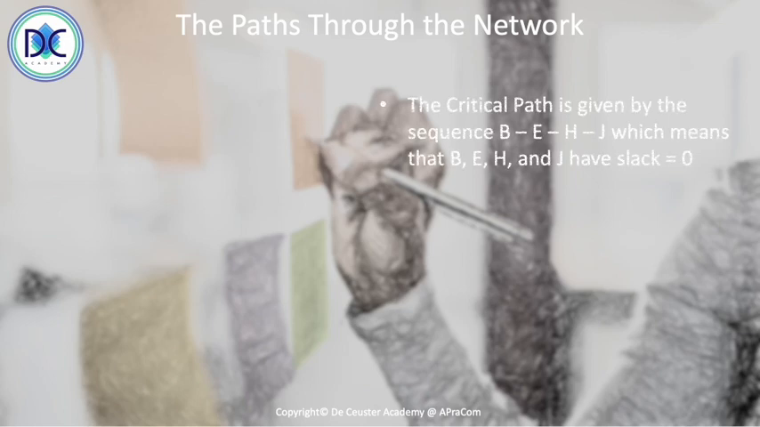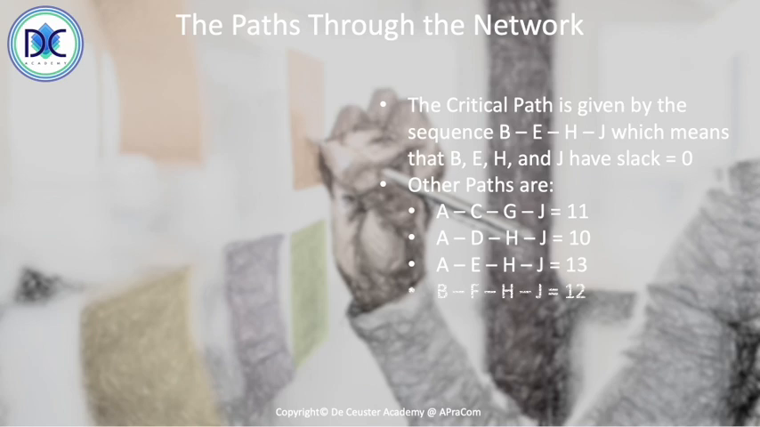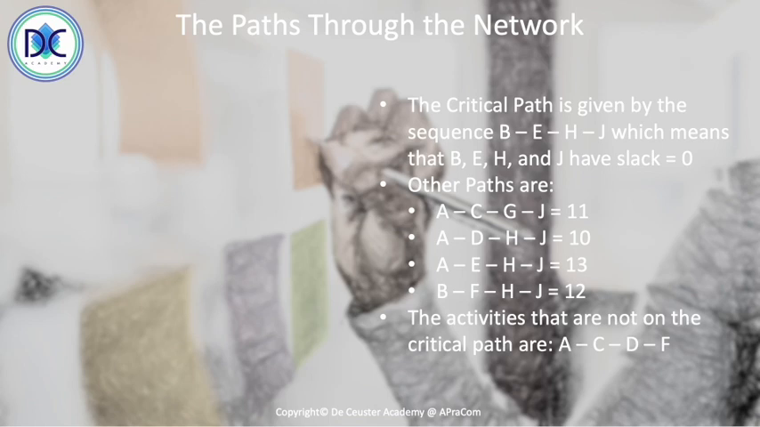Remember that we found the critical path that was given by the sequence BEHJ, which also means that there is no flexibility, there is a slack equal to 0. The other paths that we have are ACGJ, which is 11, ADHJ with the duration of 10, AEHJ with the duration of 13, and BFHJ equal to 12. The activities that are not on the critical path are the activities A, C, D, F, and we have to find the slack from these activities. Let's start with activity A.